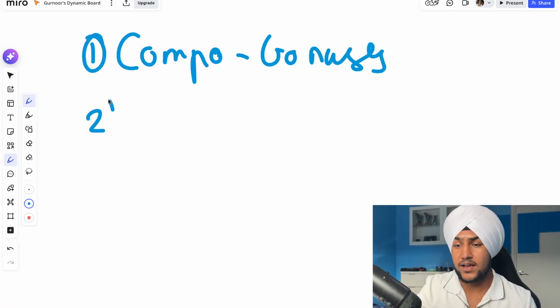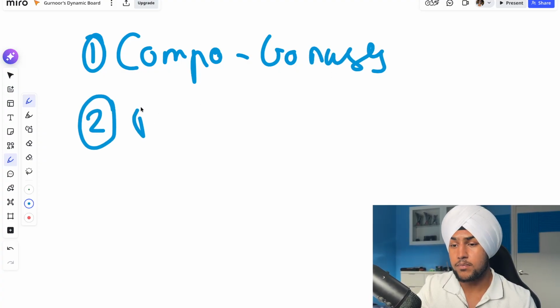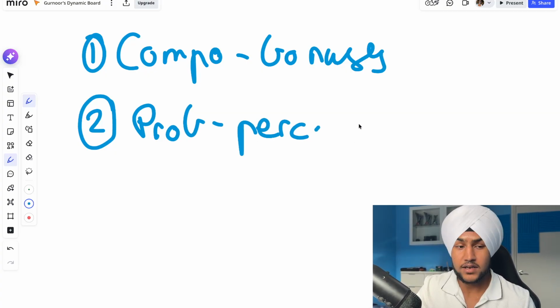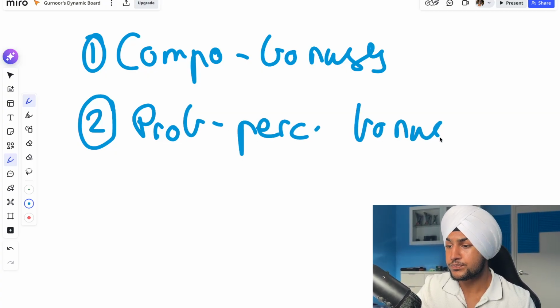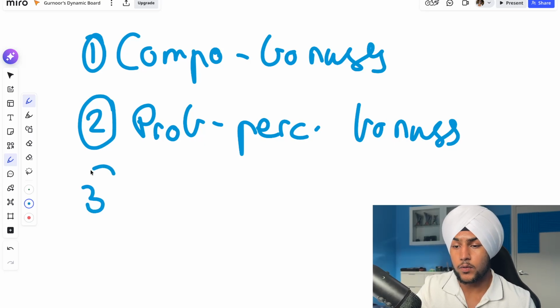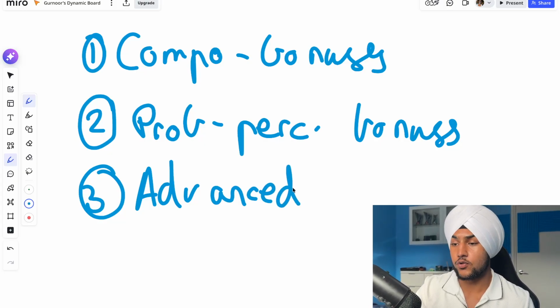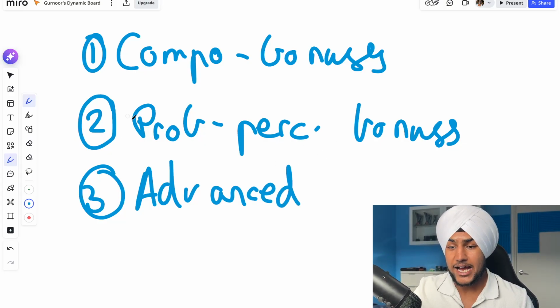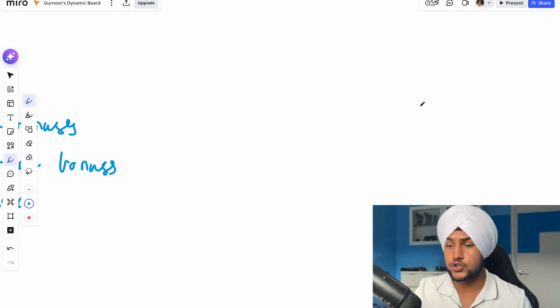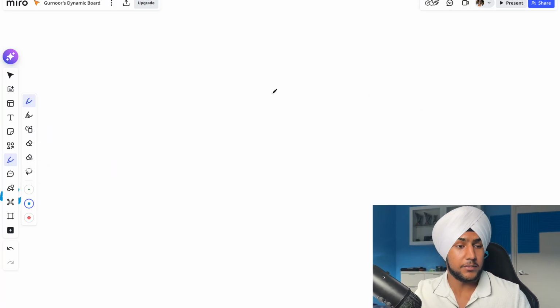Then the second way we can do this is by problem perception. So we'll do prob perception bonuses, okay? And then the third way is advanced bonuses. So I'm going to show you all of these today. Then I'm also going to give you a couple of action items to apply these, and show you exactly how you can apply them to your offers, not your funnels.